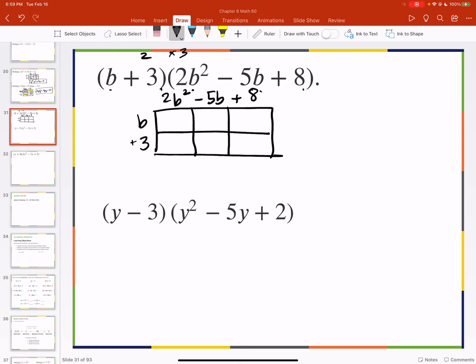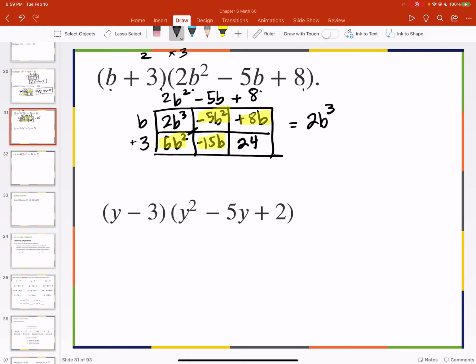Multiply. So this is going to become 2b cubed minus 5b squared plus 8b. That's fine if you write the plus. It's fine. And then here, 6b squared. 3 times negative 5b is negative 15b. 3 times 8 is 24. And now we do like terms. So these two are squared terms. What else do we have? We have here 2b terms. So those are also like. Okay. So 2b cubed, right?